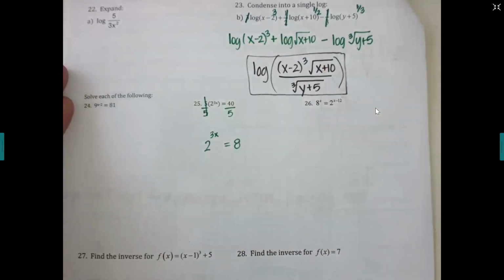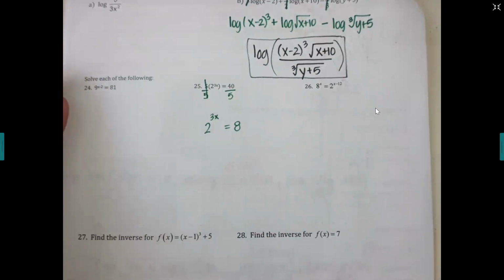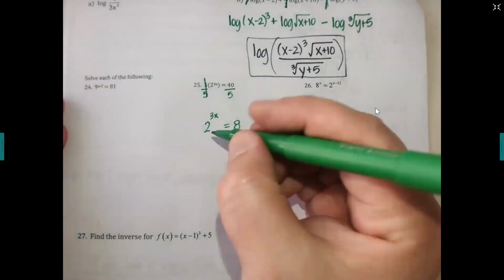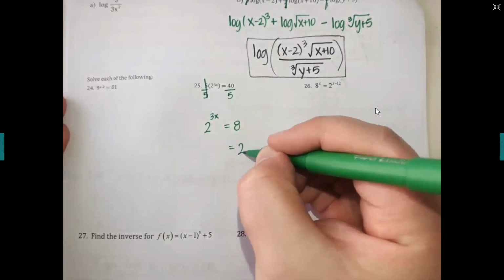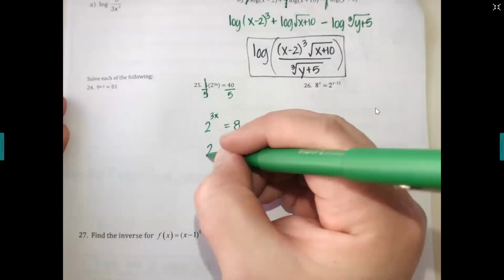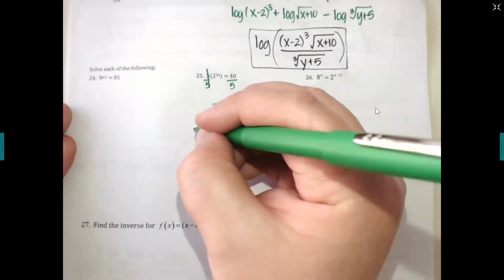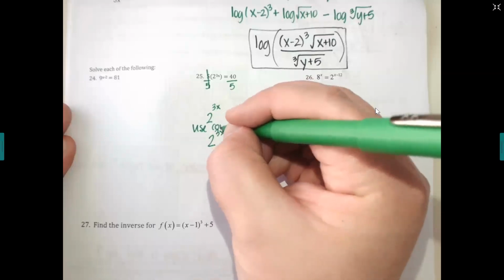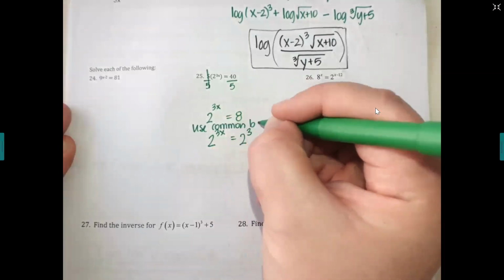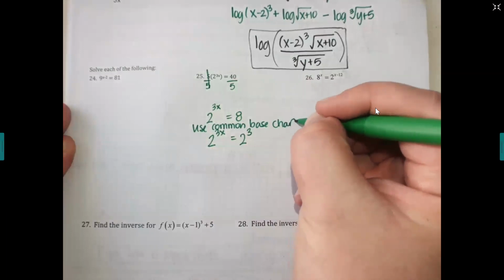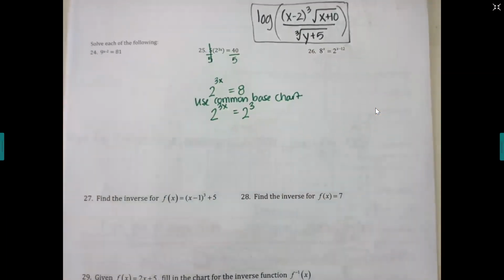And then from here, I wanna find a common base. I don't wanna get the chart out because I bet you remember, what is an 8 in base 2? 2 to the what? 2 cubed, or 2 to the 3. And you remember that chart, you'll have it for the exam. Okay, but 2 to the 3 and 8 are the same. So I'll have 2 to the 3x equals 2 to the 3. And then I'm gonna write here, use common base chart. Okay, because for your exam, you'll have that.